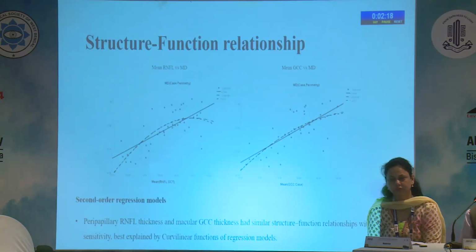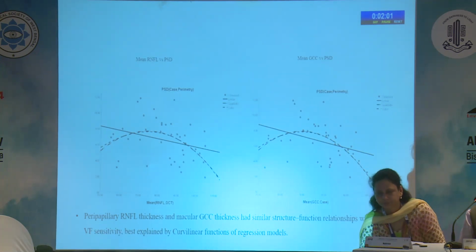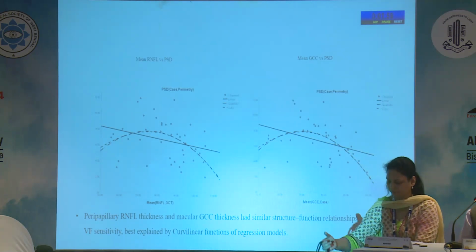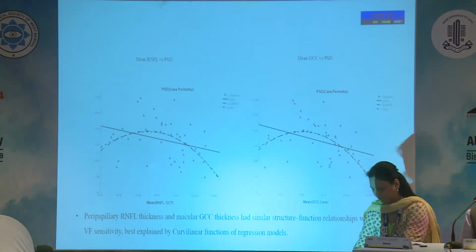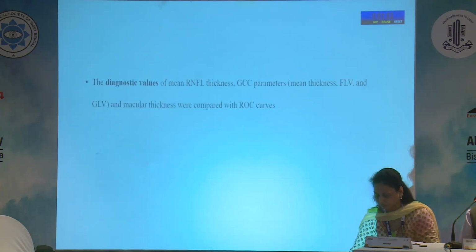As can be seen here, peripapillary RNFL thickness and macular GCC thickness had similar structure-function relationship with visual field sensitivity, best explained by curvilinear functions of regression analysis. Similarly, peripapillary RNFL thickness and macular thickness had similar structure-function relationship with visual field sensitivity, that is pattern standard deviation, best explained by curvilinear functions of regression models. Macular thickness did not yield stronger structure-function association.